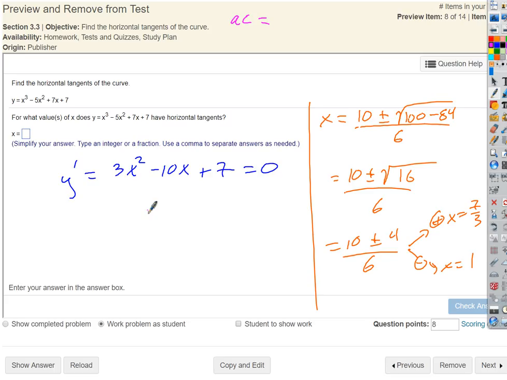3 times 7 is 21, and so we're just looking for magic numbers, like we always would, that multiply to AC and add to B. So B is negative 10. What are the numbers that multiply to positive 21 and add to negative 10? Negative 3, negative 7. Okay, so that tells us we're going to start off with the magic numbers inside this factoring template. So minus 7 and minus 3.